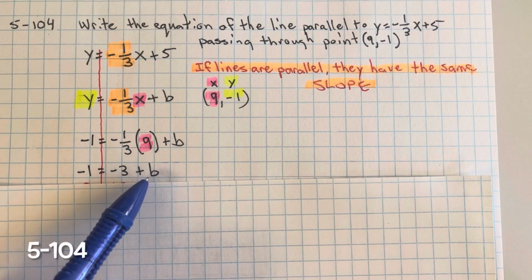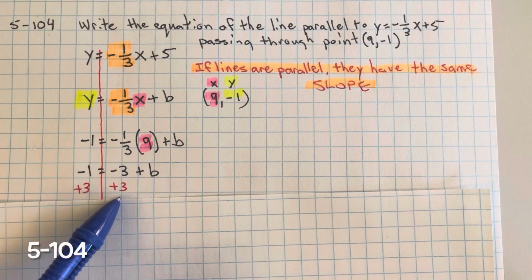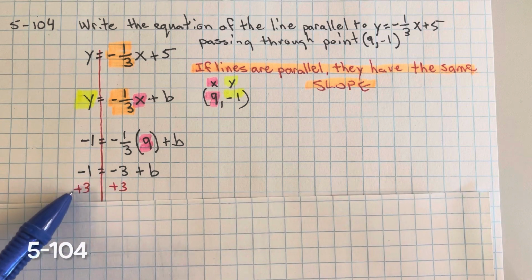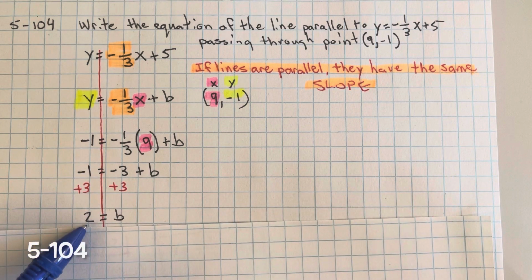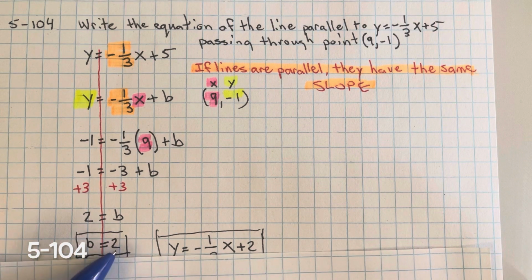And now we solve for b. Inverse property of subtraction is addition. We created a zero pair. What you do to one side, you do to the other. -1 plus 3 is +2. So the b value, or the y-intercept, is 2.